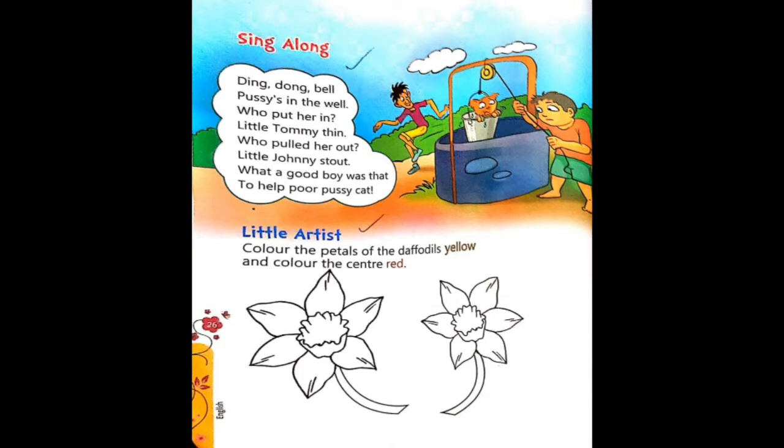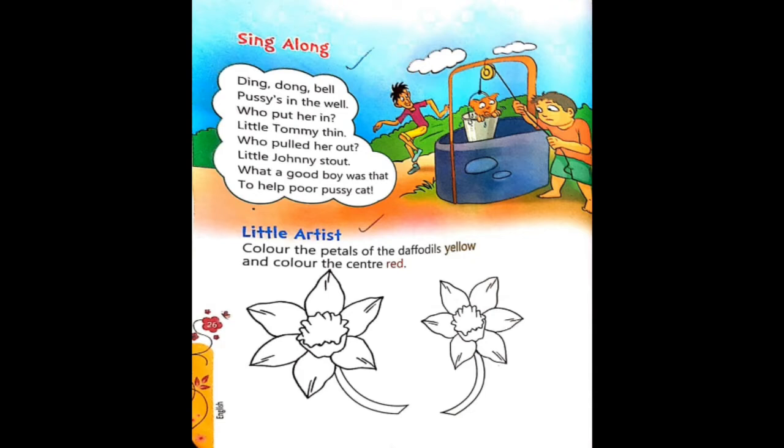Yes, take the next page, children. Page number 26. Here is a rhyme for you. I think all of you must be knowing this rhyme. It's a very famous rhyme. You can see 2 children and a cat and a well. Can you guess? Yes. Ding dong bell. Shall we sing the rhyme, children? Okay.